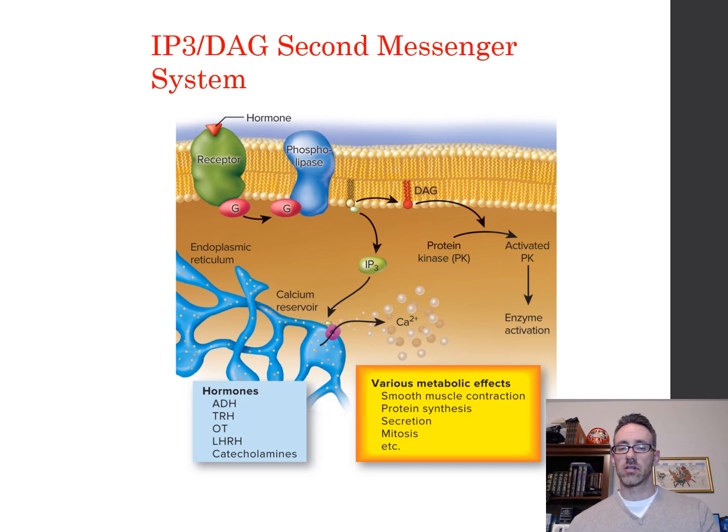Then you have diacylglycerol, which stays membrane bound here, but can convert protein kinases and activate those protein kinases to interact with and again phosphorylate particular enzymes and increase their activity or decrease their activity. So again, as I kind of mentioned, smooth muscle contraction, protein synthesis, secretion, mitosis can all be regulated by these second messenger systems, and also then regulated by these hormones.